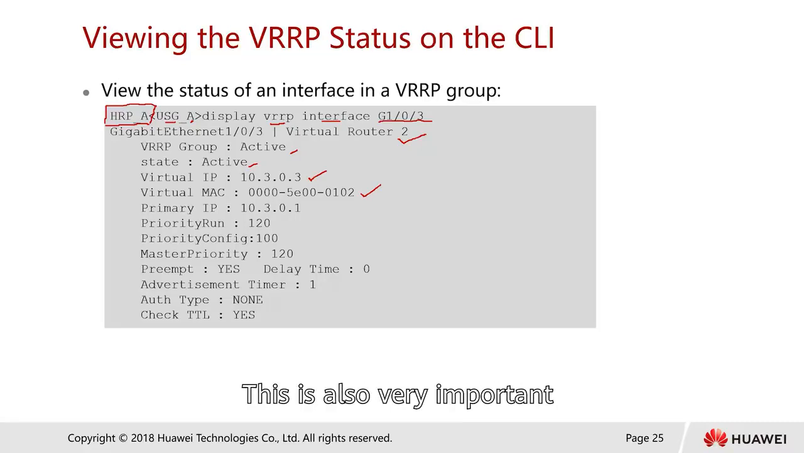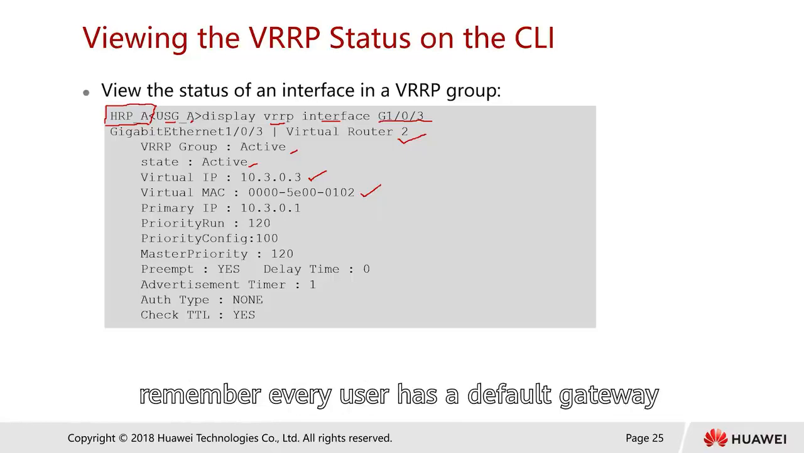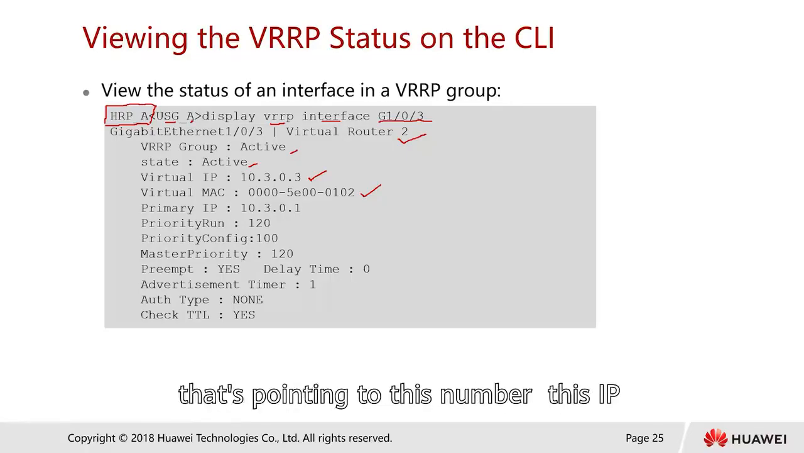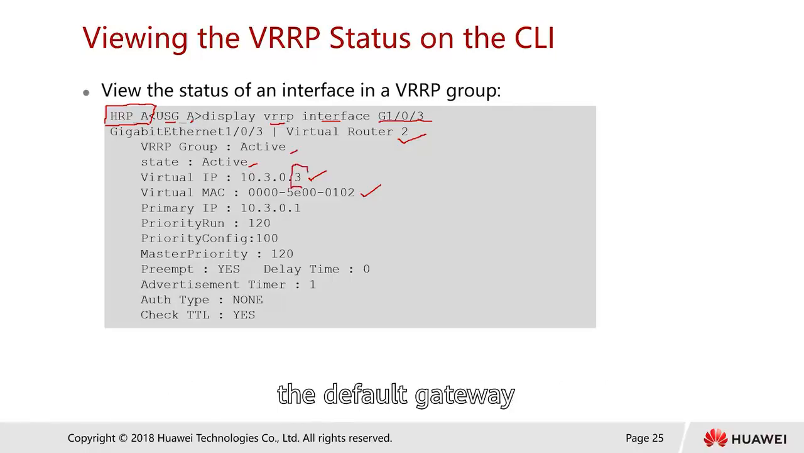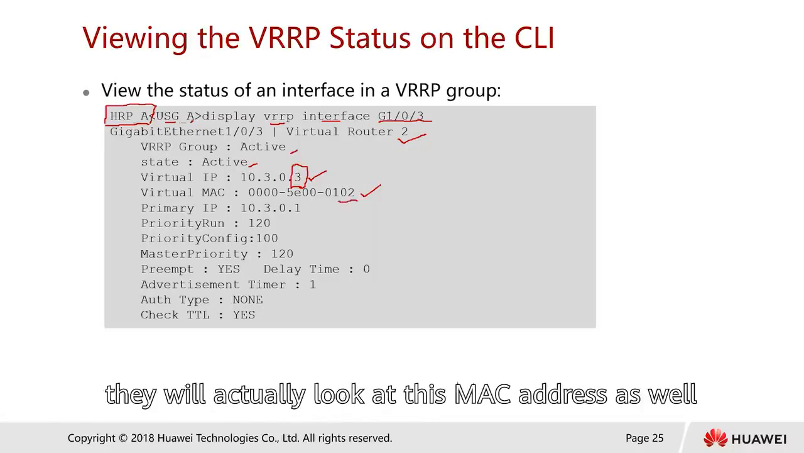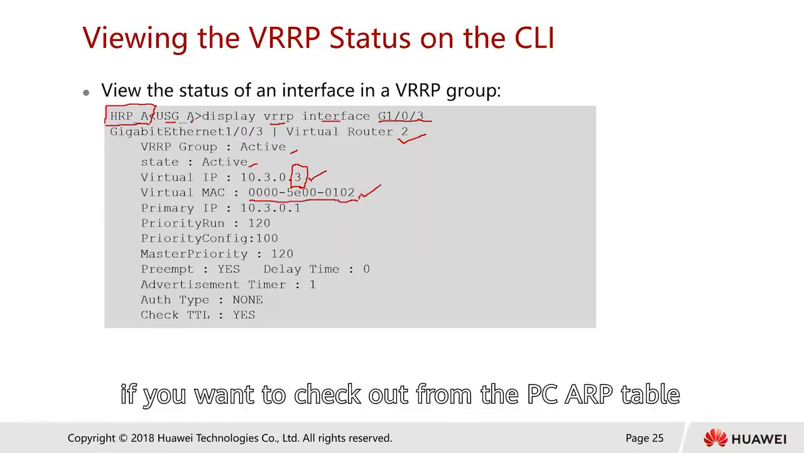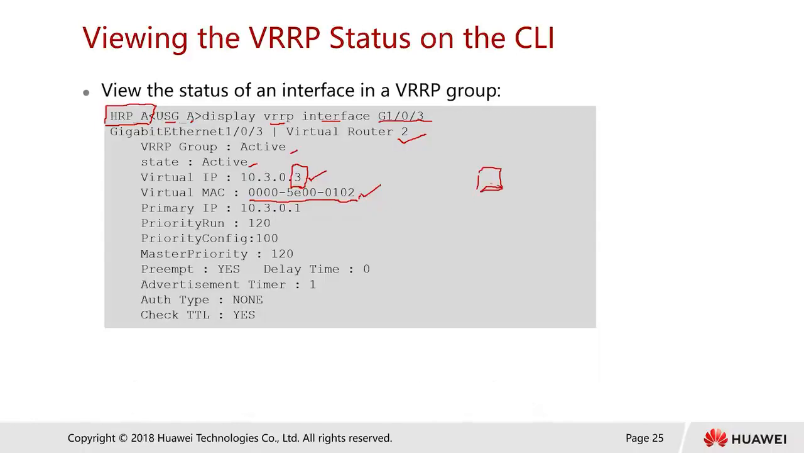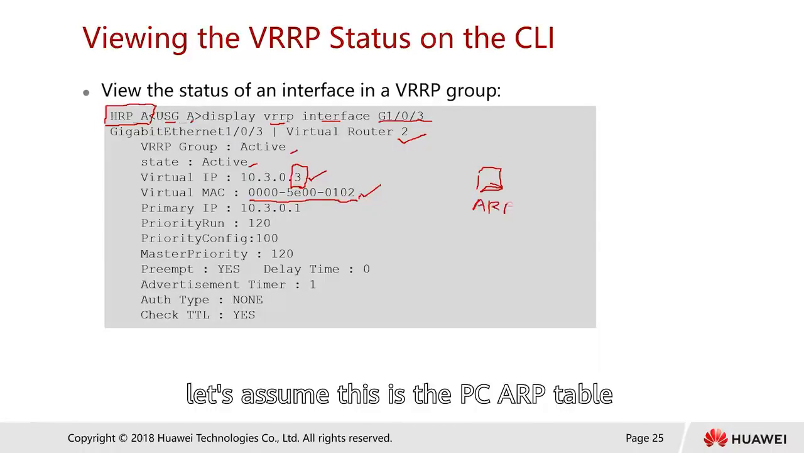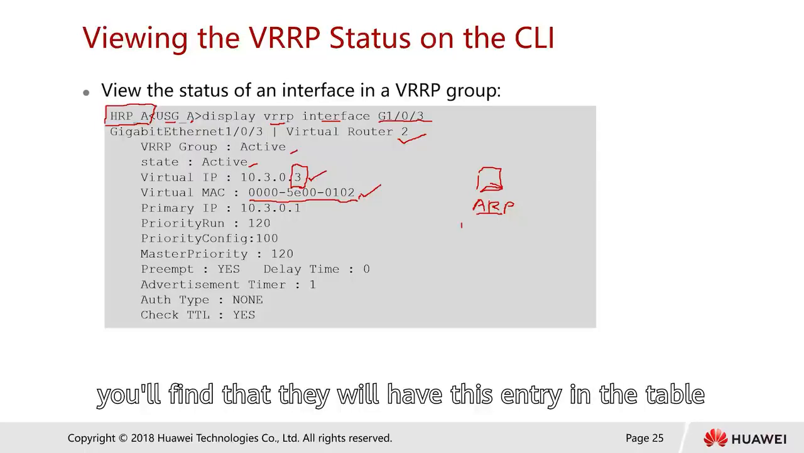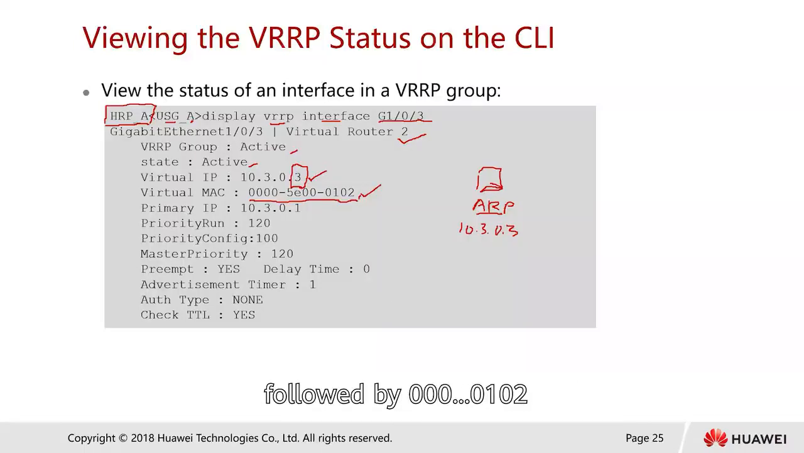Now this is also very important because from the user point of view, remember every user has a default gateway that's pointing to this IP, the default gateway. All the clients will point to here. And guess what? They will actually look at this MAC address as well. If you were to check from the PC ARP table, let's assume this is the PC ARP table, you will find that they will have this entry in the table, followed by 0000 0102. Okay, yeah, this is the ARP table.